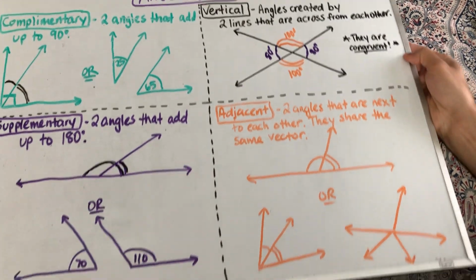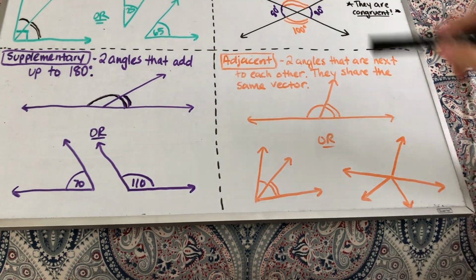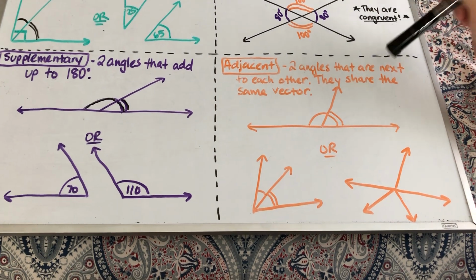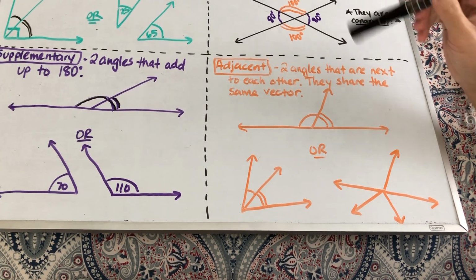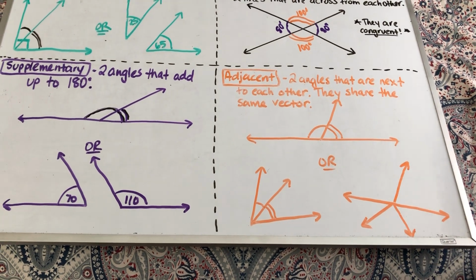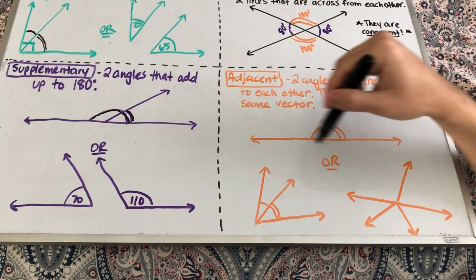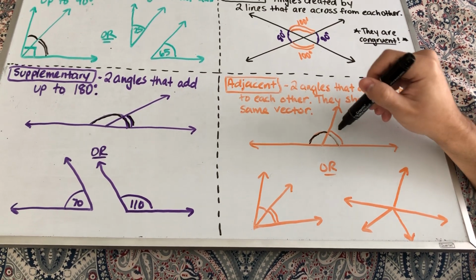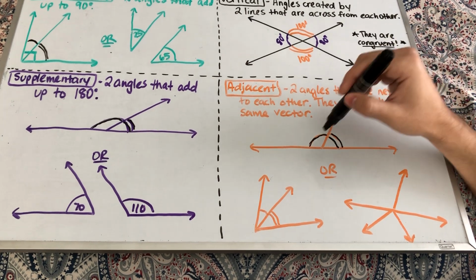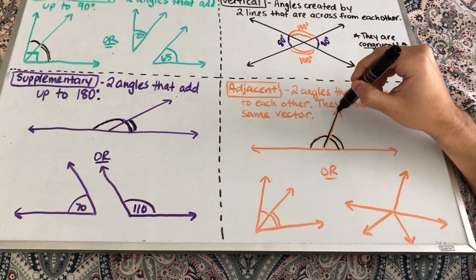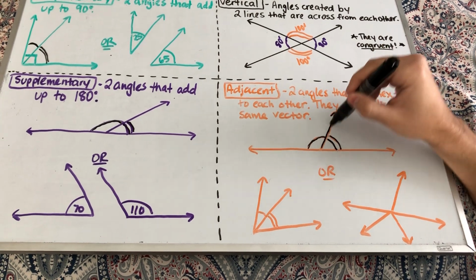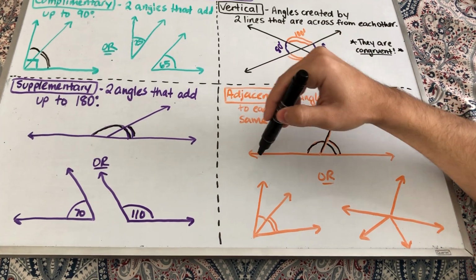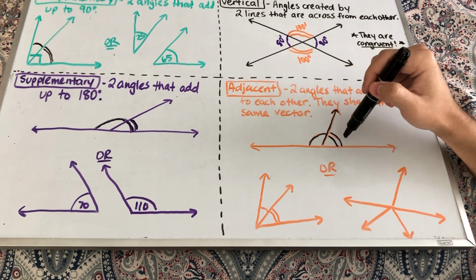All right, and the last one we have to go over is adjacent angles. Adjacent just basically means next to. So 2 angles that are next to each other, they also share the same vector. So for example, I gave you a few different examples here. The first one, this angle and this angle are adjacent to each other because they're right next to each other, but they also share this vector. They are touching the same vector. So these 2 are adjacent. As you can see from before, since this is a line, these are also supplementary.